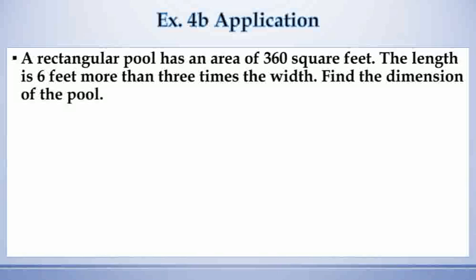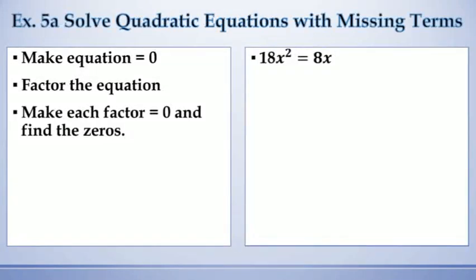You may work on example 4B if you need to see another one, or work on another one yourself. Otherwise, we'll move on to example 5A. Solve quadratic equations with missing terms. So again, just like we were doing, making the equation equal to 0, factor the equation, and then make each factor equal to 0 and find the zeros.